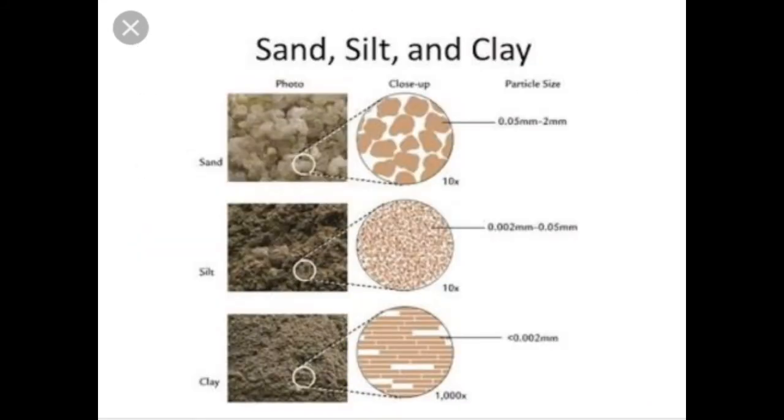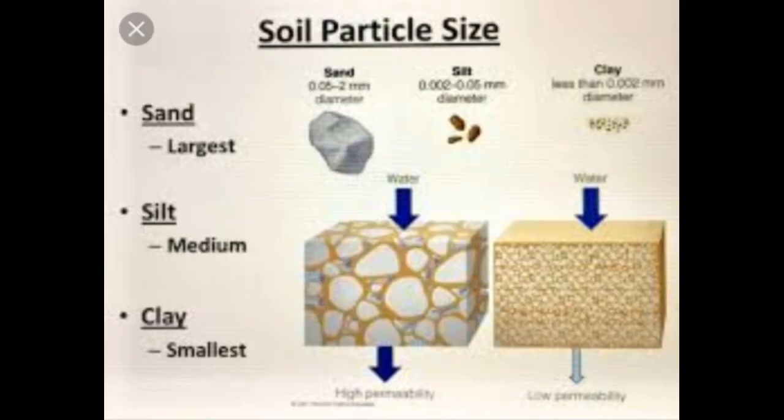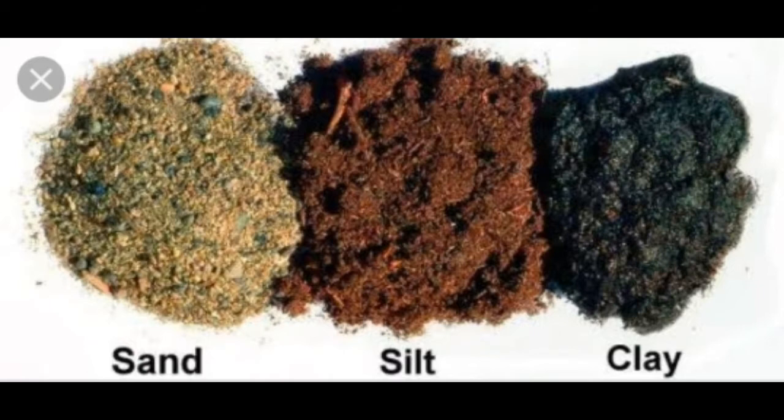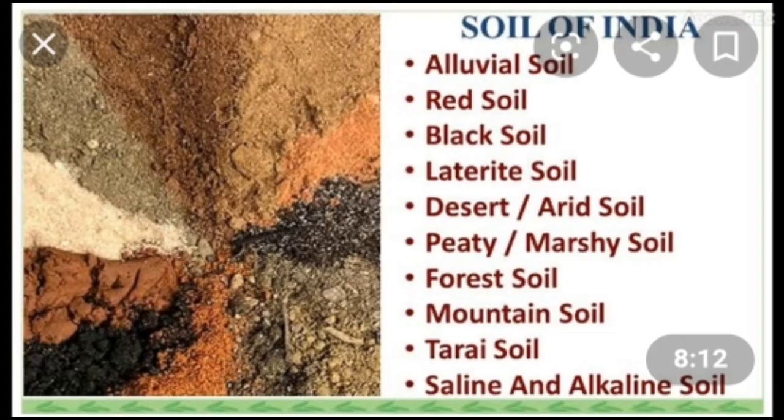Types of soil. Weathered rock particles are classified into three types based on their size. The largest particles form sand, slightly finer particles form silt, and the finest particles form clay. The proportion of each in a soil determines the different types of soil. The main types of soil are alluvial soil, red soil, laterite soil, black soil, and desert soil.